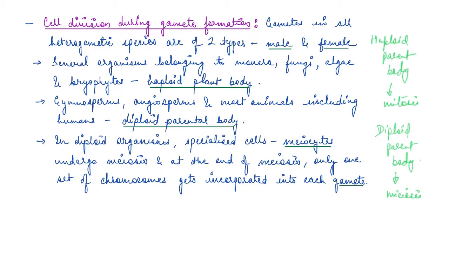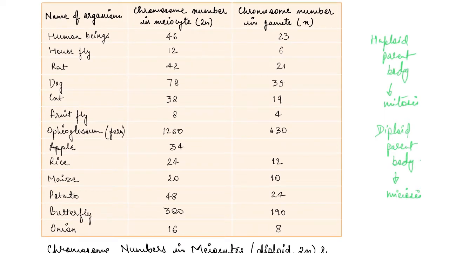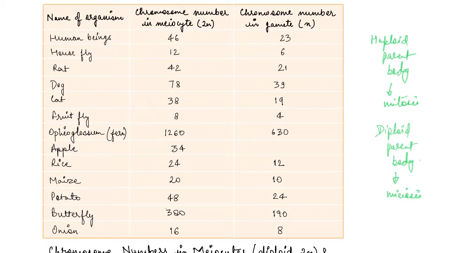Basically, in diploid organisms, there are specialized cells called meiocytes which undergo meiosis, and at the end of meiosis, only one set of chromosomes gets incorporated into each gamete, and that is how the gametes are haploid in this case as well. So this is how the gametes are formed: in a haploid plant body, through mitosis, and in a diploid parent body, through meiosis. Next is a chart showing the different sets of chromosomes, where the gamete is haploid and the meiocyte is 2n in number.